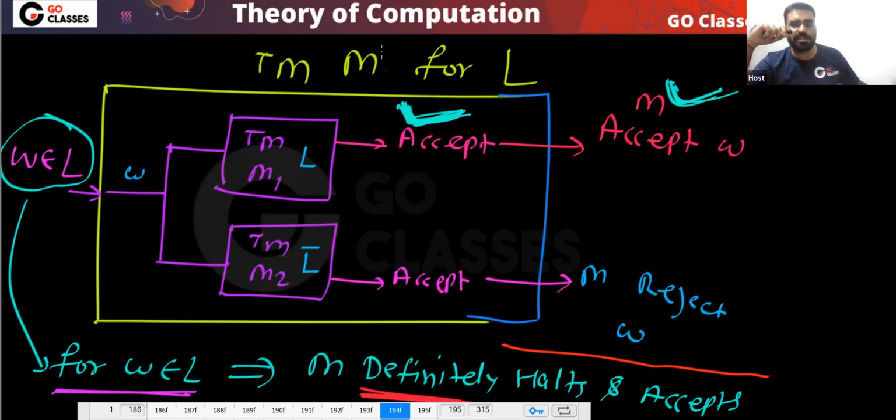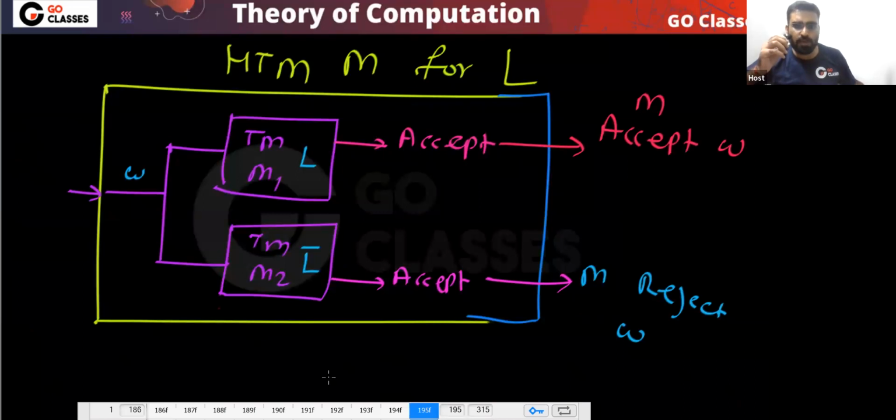Is this enough to say that this is a halting Turing machine? This is not enough. For a non-member also, you must halt. So if you give a non-member, what will happen?